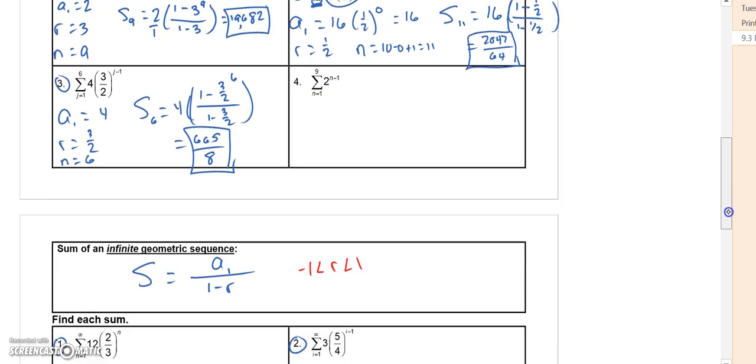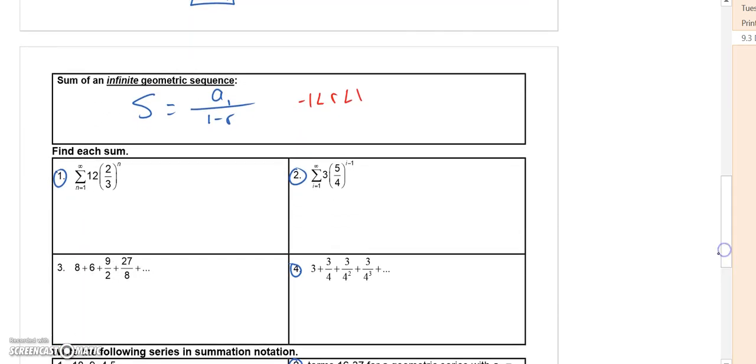Okay, next page. I'm about halfway done with my time here. So the sum of an infinite series, so this goes on forever. There's an infinite number of terms. Now I can't really use that n value, right? How do you raise something to the infinity power? So we have a different formula altogether.